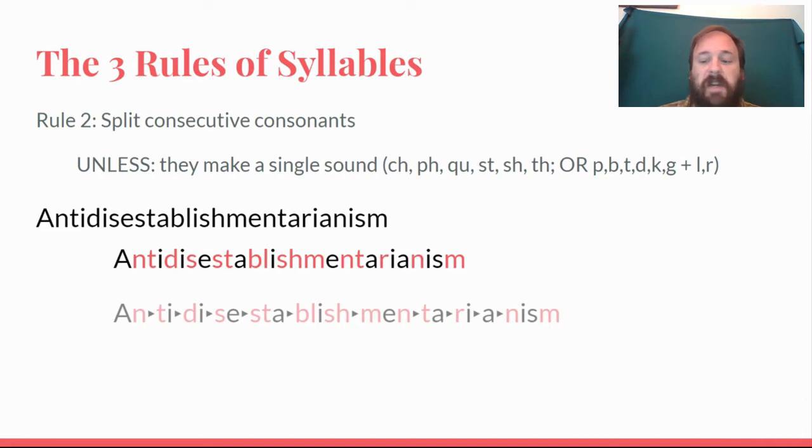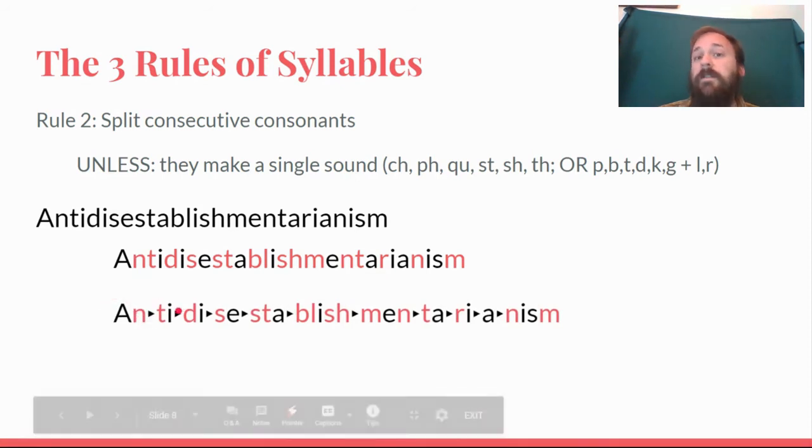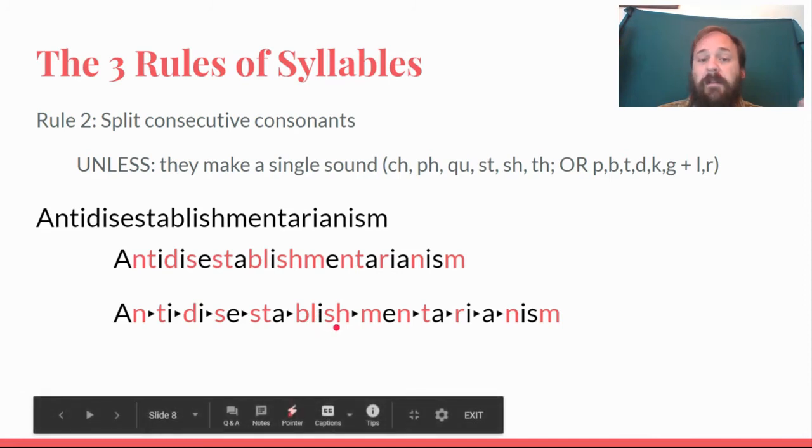So NT, it's not a protected group, and so that can be split. The N has to go with the last one, and the T wants to start the next one. This D is okay. We don't have a problem with that. The S, no problem there. ST cannot be split, and so the whole thing starts the next one. BL cannot be split, and so it starts the next one. And then we have this SHM. Remember, SH can't be split, but SH can be split away from M. So SH has to go with this last one. M starts the next one. NT can be split. No problem there.